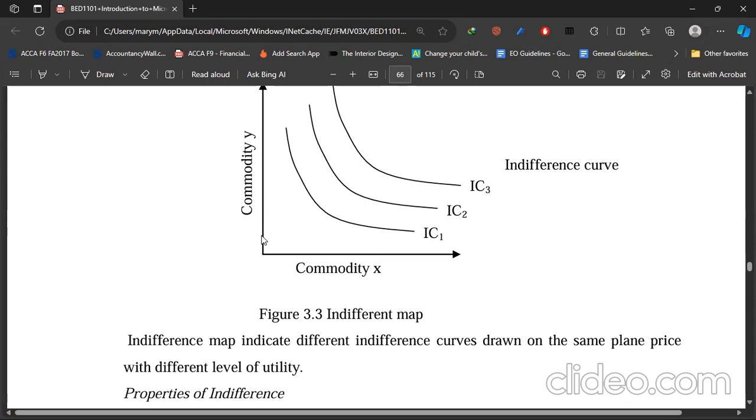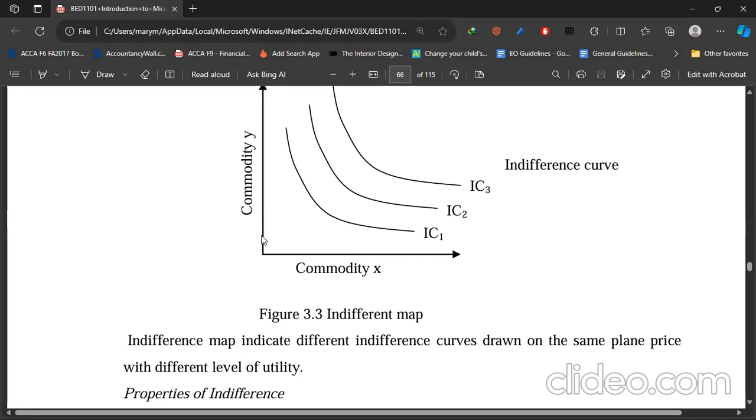That is what we are saying, that an indifference map indicates indifference curves drawn on the same plane with different levels of utility. And in that case, the consumer preferences are defined by the consumption bundles that the consumer will face. That collection of bundles is what we talk about in the maximization of the consumer's total utility, given the consumer's budget constraints. One unit of utility is what we normally call a util.